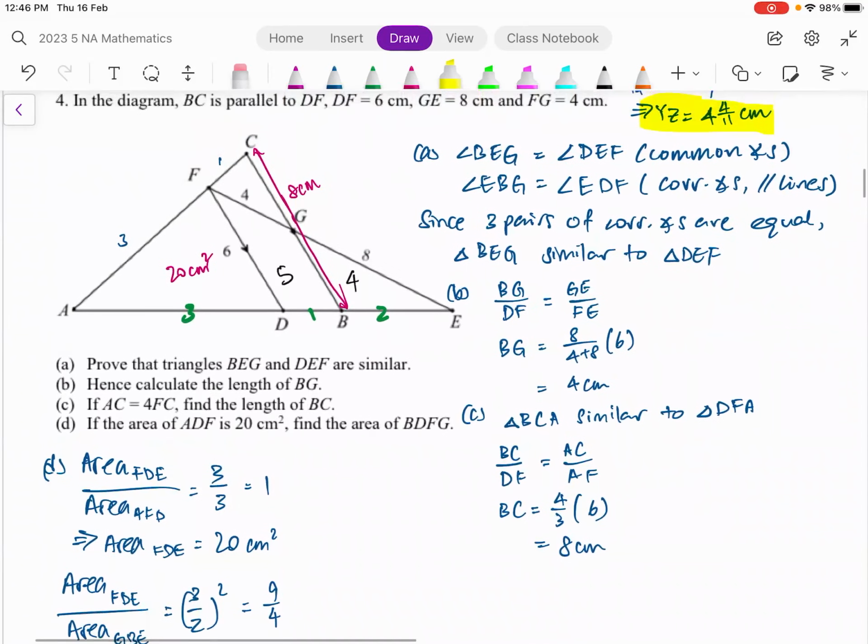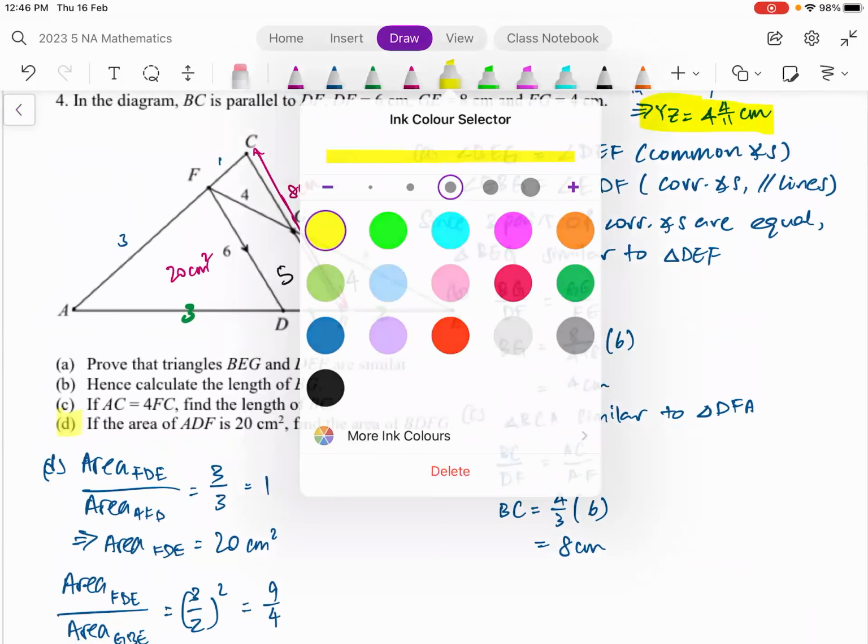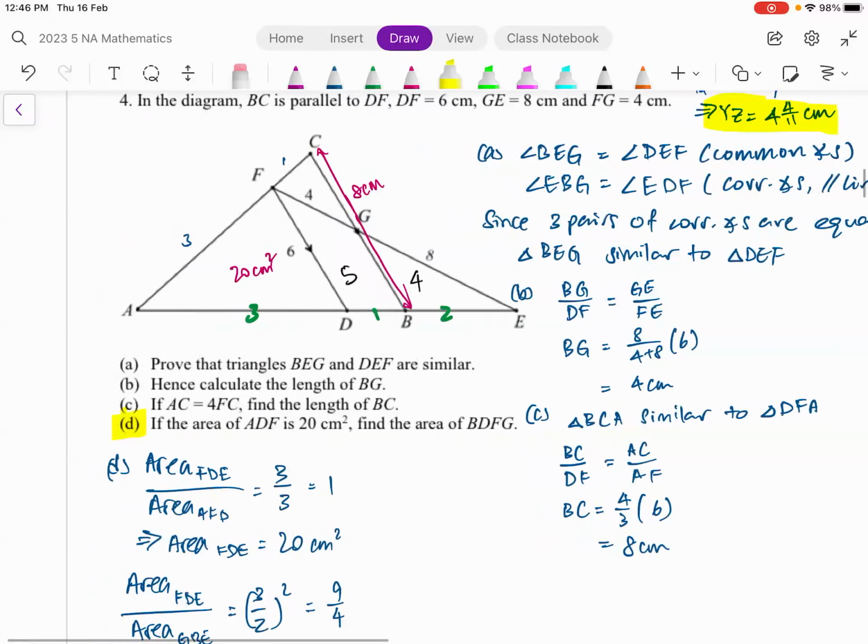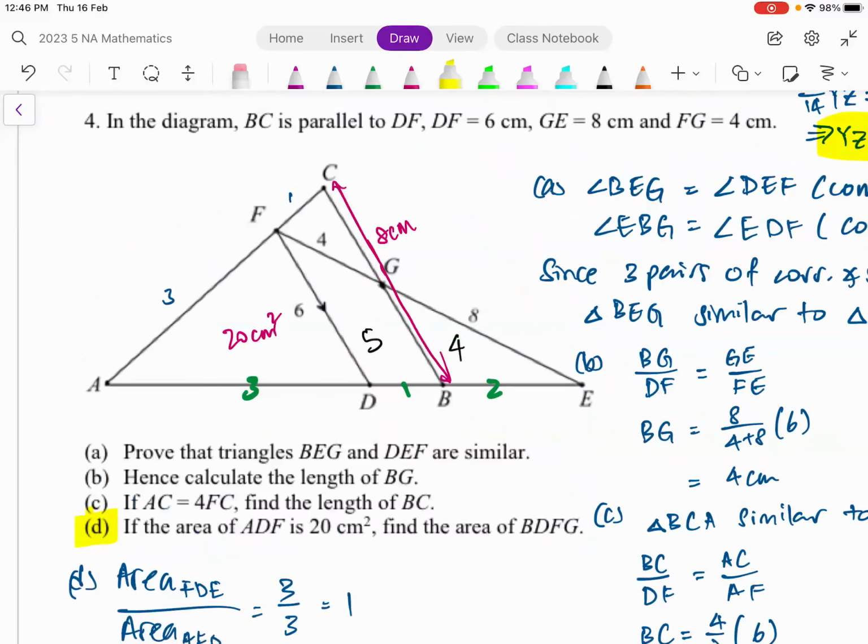Okay, let's go through 4D. Let's see. The area of ADF is 20. Find the area of BDFG. What did I do for this one? Oh, okay.